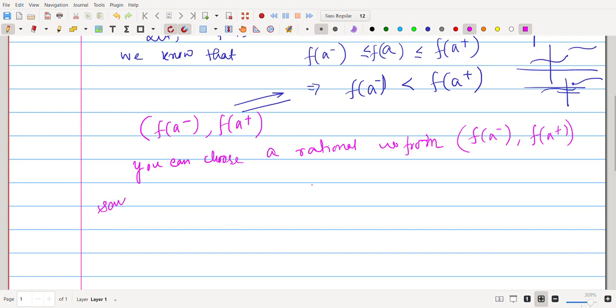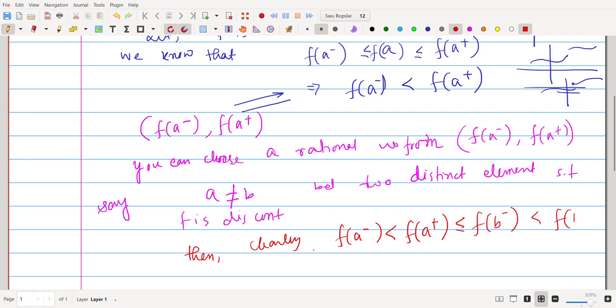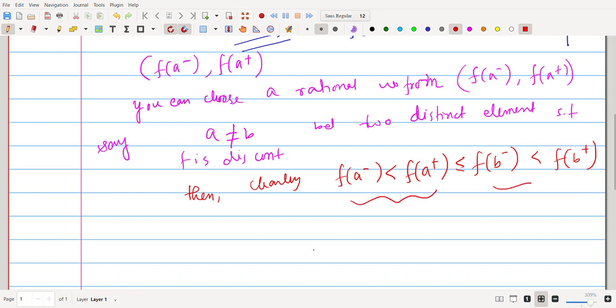Now say a not equal to b, two distinct elements such that f is discontinuous. Then clearly f of a minus is less than f of a plus, since f is discontinuous at a, which is less than or equal to f of b minus, which is less than f of b plus, right? That means this one is an interval and this one is a different interval, right?